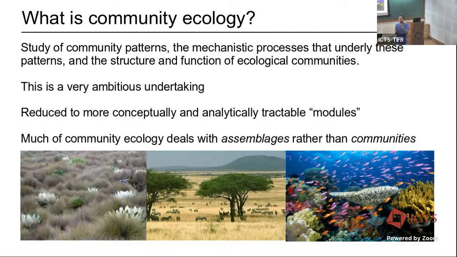And so community ecology breaks up the overall community into bite-sized pieces and says, we can't study all this complexity, but we can take subsets of those species in the community and study parts of that, right? Community ecology tends to become reduced to analytically tractable, or easier to analyze, modules. So you're taking out bits of the community to study.